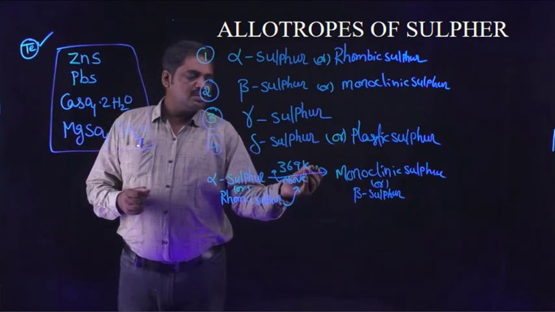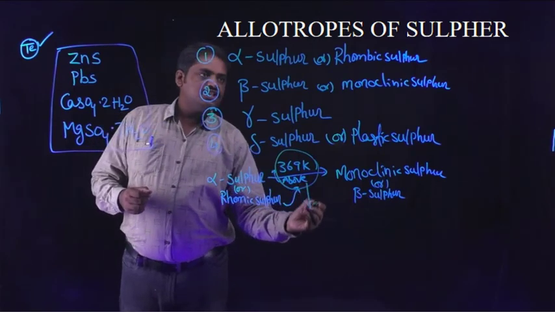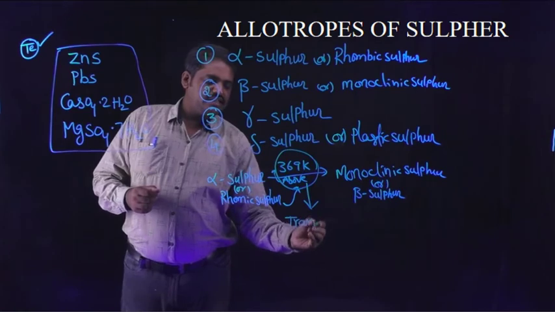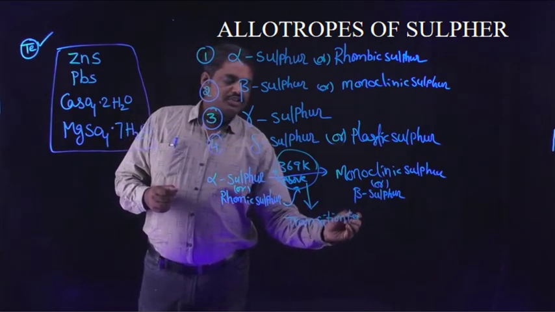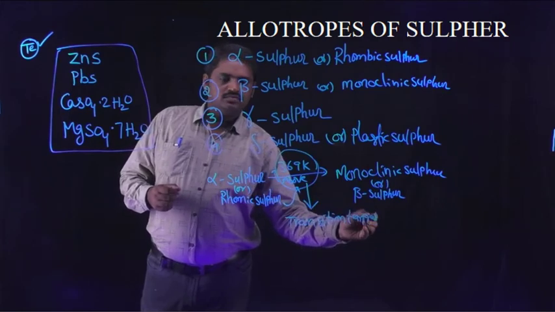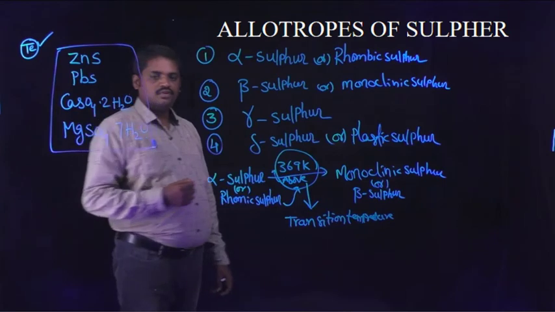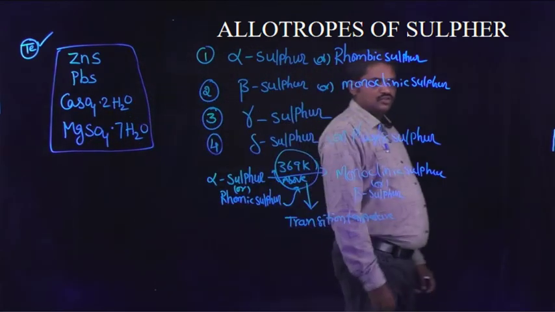This temperature is known as the transition temperature. These are the different forms of allotropes.